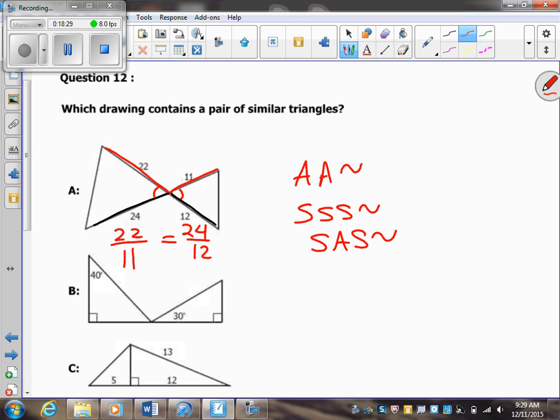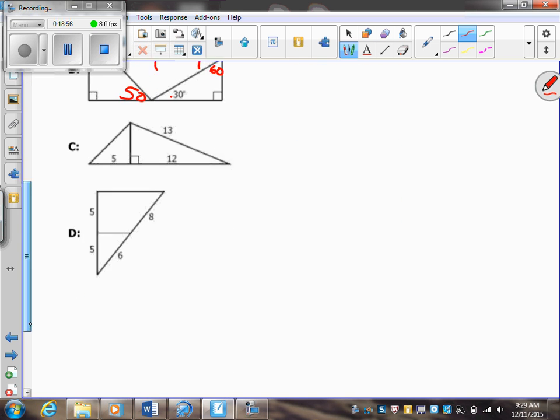So they both give me 1/2, right? Or 2 over 1, I'm sorry. When you simplify, you get 2 over 1, 2 over 1, and you have a vertical angle. So this is similar. For B, to show that they are not similar, if this is 90 and this is 40, this has to be 50; if this is 30, this is 60. So you only have one angle congruent. You need two angles to be congruent to use AA similarity.